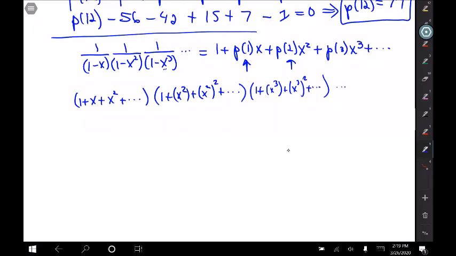Now, how can we make the coefficients of the left-hand side and the right-hand side match?